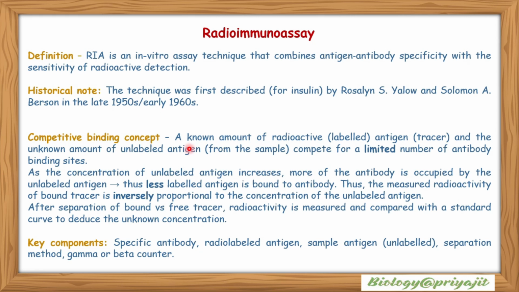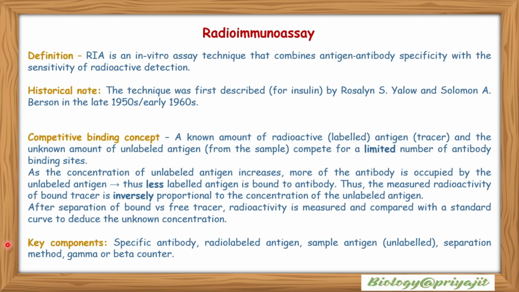Competitive binding concept: a known amount of radioactive or labeled antigen tracer and the unknown amount of unlabeled antigen from the sample compete for a limited number of antibody binding sites. As the concentration of unlabeled antigen increases, more of the antibody is occupied by the unlabeled antigen. Thus, less labeled antigen is bound to antibody, and the measured radioactivity of bound tracer is inversely proportional to the concentration of the unlabeled antigen.